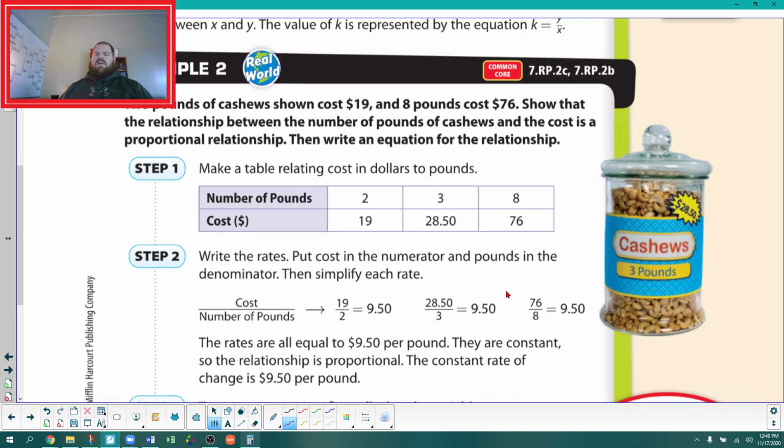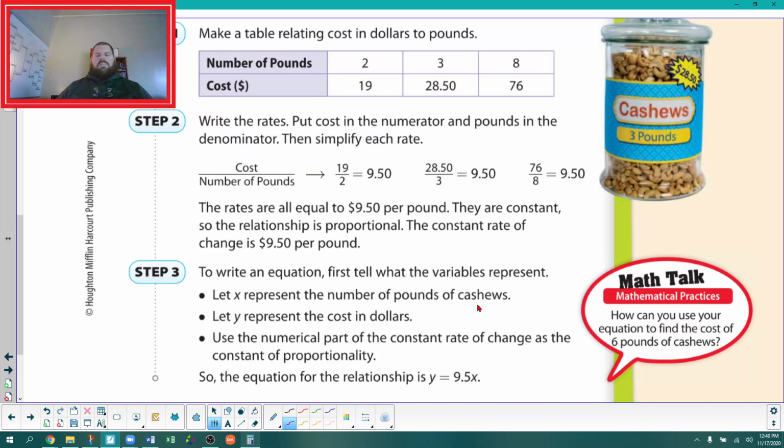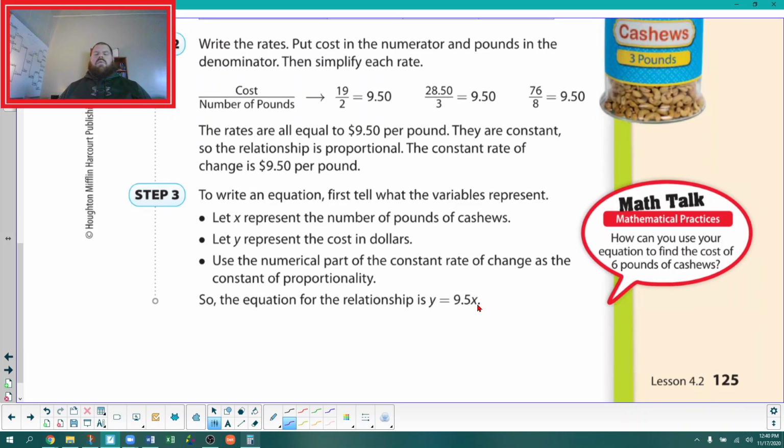So at 19 over 2, we have 9.5. At 28.5 over 3, we have 9.5. And at 76 over 8, we have 9.5. So all the rates are equal to $9.5 per pound. And they're constant. Since they're constant, the relationship is proportional, with a constant rate of change of $9.50 per pound. So then we would write the equation.